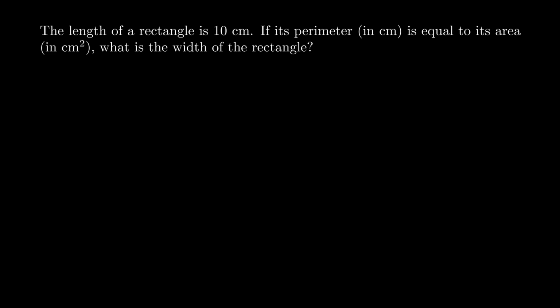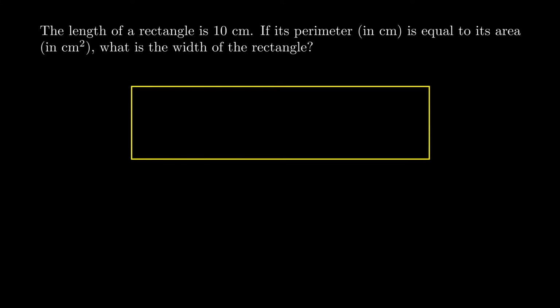So the length of a rectangle is 10 centimeters. We know its perimeter and its area, and we want to know what the width is. So we should draw ourselves a rectangle, and it's saying something about its perimeter, which means we want to think about adding up all the side lengths together. We know the length is given as 10, so we can put the 10 there. And that must mean that the top edge is also 10. And so in total, that gives you 2 10s, so 2 times 10.